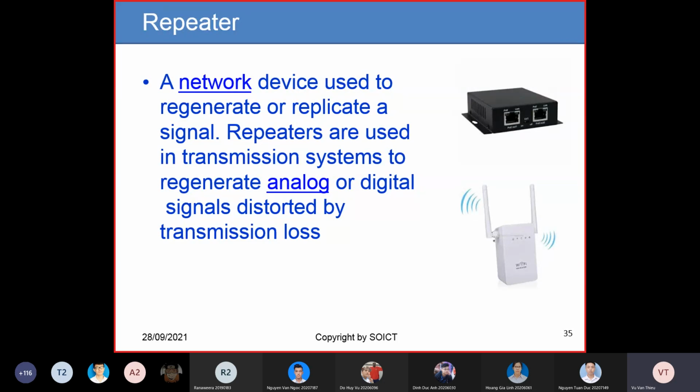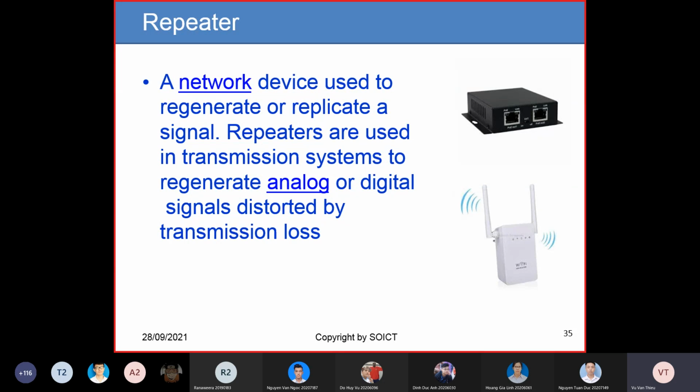Another example: in a big company, we have one switch that is connected with a Wi-Fi transmitter, but the range of Wi-Fi is only around, I think, 30 or 50 meters. The company may need to transmit data through hundreds of meters, so we need some repeaters to repeat the signal.